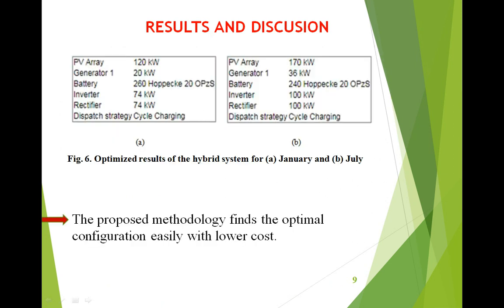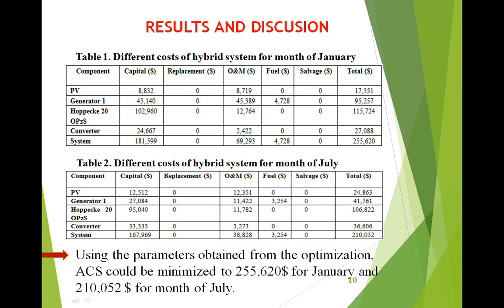The choice of the optimal configuration by Homer software depends on the net present cost, which must be minimal. The different values of cost for hybrid renewable energy system for the months of January and July are presented in Tables 1 and 2 respectively. Using parameters obtained from the optimization using Homer software, the annual cost of the system could be minimized to $255,620 for January and $210,052 for the month of July.